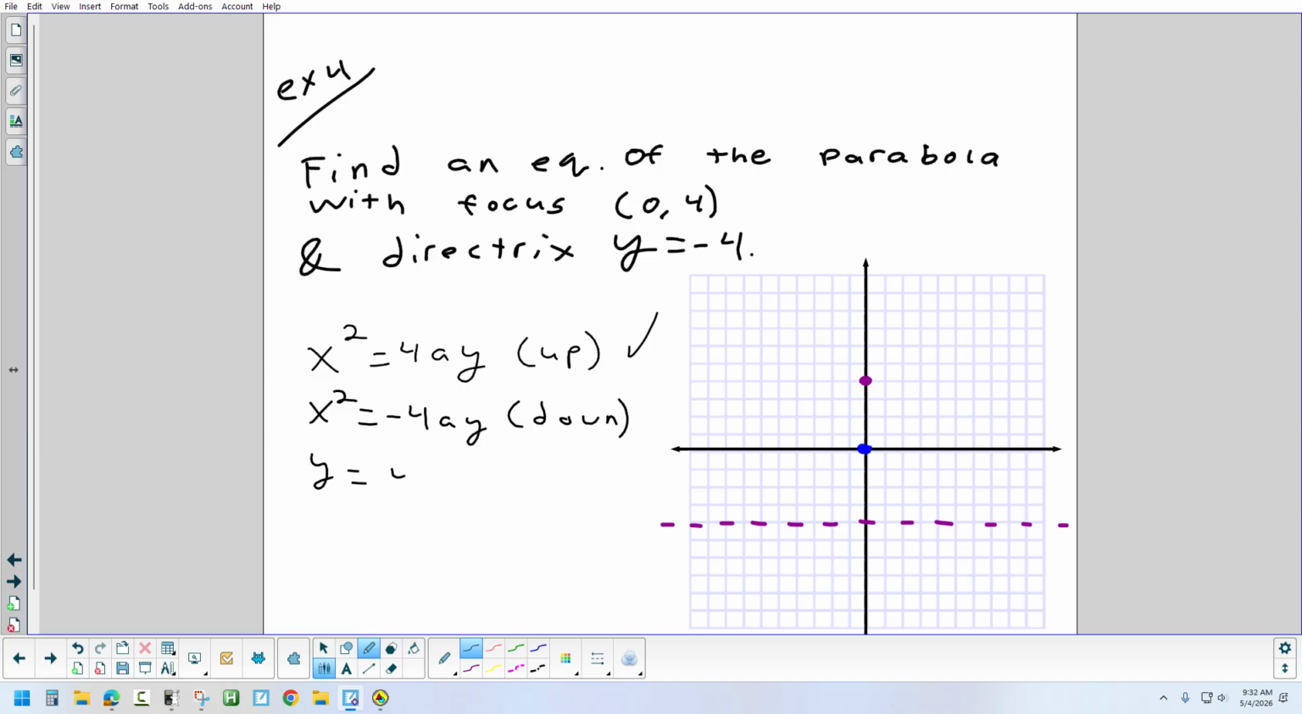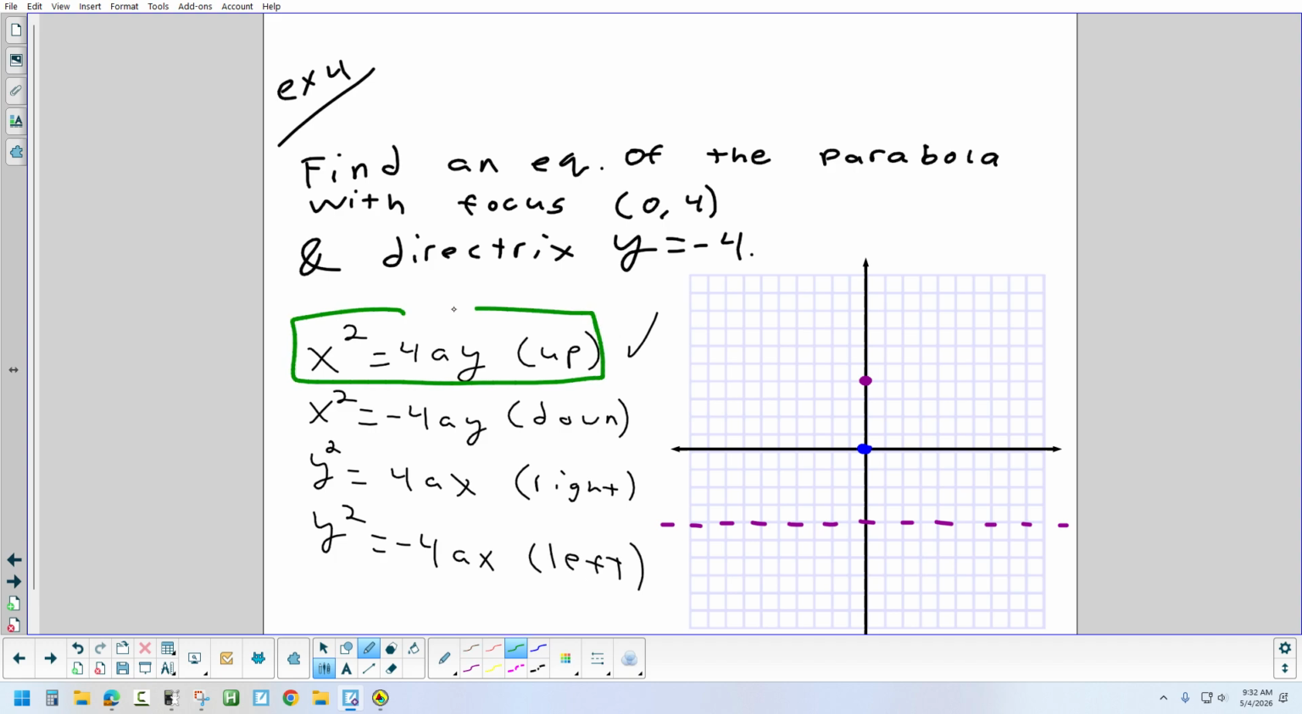y squared equals 4ax. That's positive x, that's right. And y squared equals negative 4ax. That's negative x, that one's left.